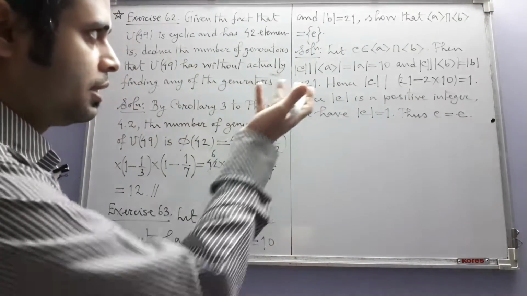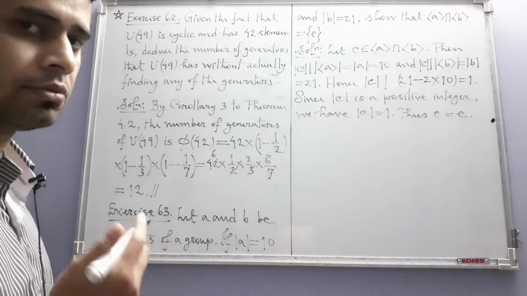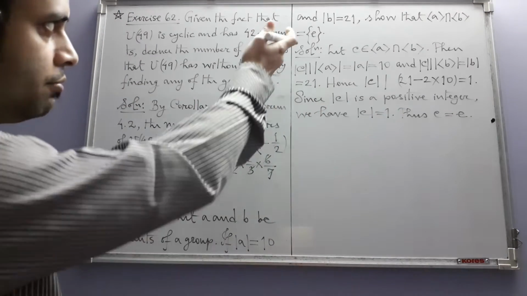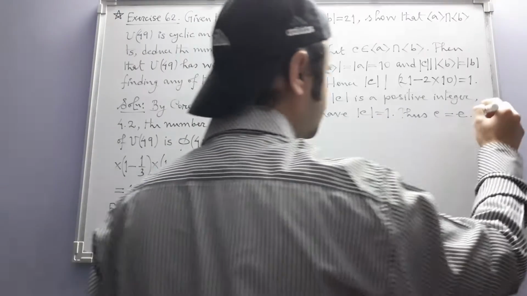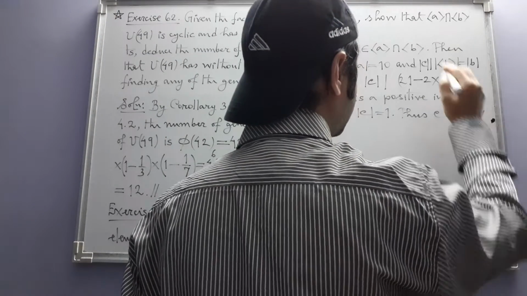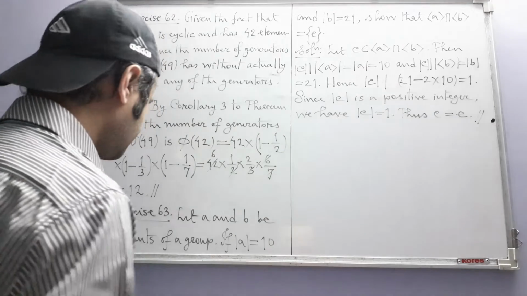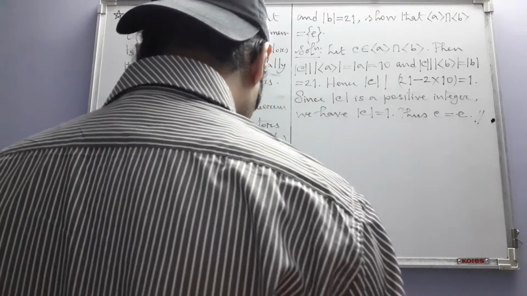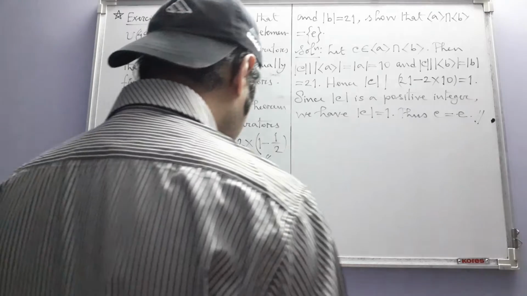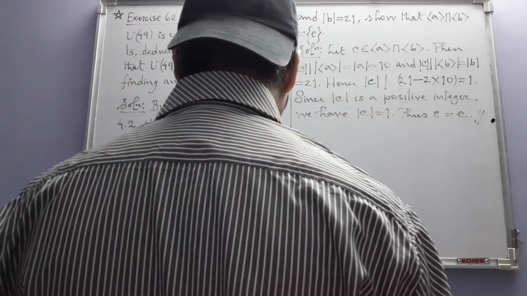So this intersection has only one element, and that is the identity element, which proves this. If you want, you can write this final conclusion in the solution. The next one is also similar, but it's more general than this.